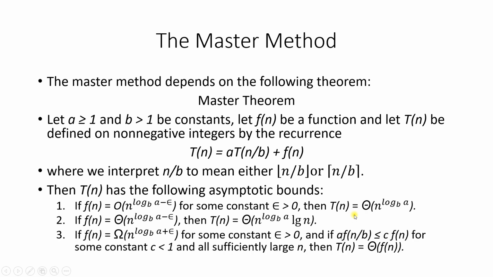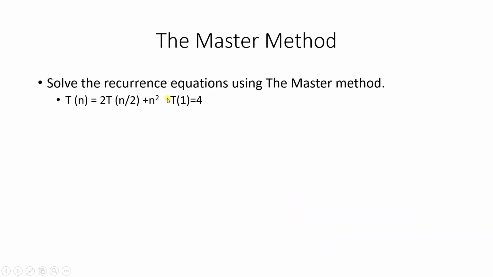And the third equation is: if f of n is equal to big omega n to the power log b a plus epsilon for some constant epsilon greater than 0, and if a multiplied by f of n upon b is less than or equal to some constant c multiplied by f of n, where the constant c should be less than 1 and n should be sufficiently large, then we have T of n is equal to theta f of n. So these are the three equations of the master theorem if these assumptions are satisfied. So let's look at them and try to solve them with our given equation.